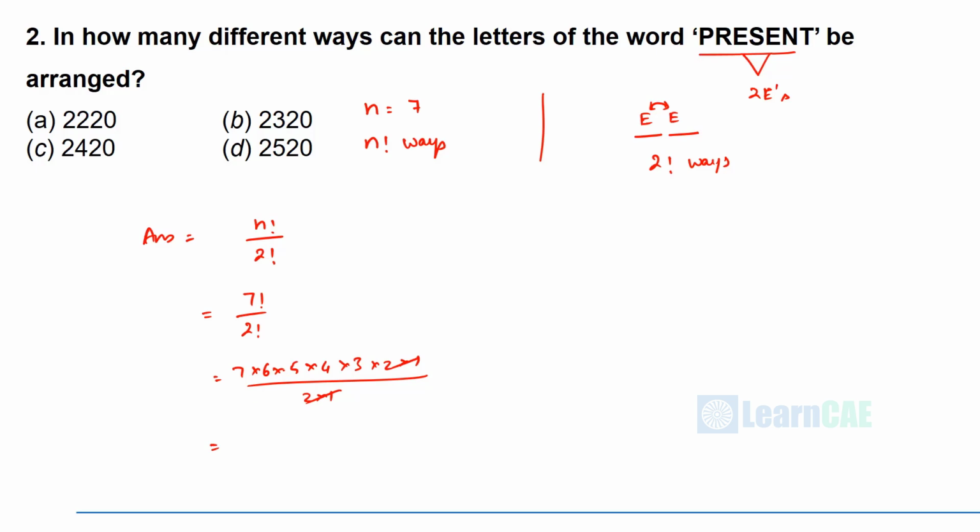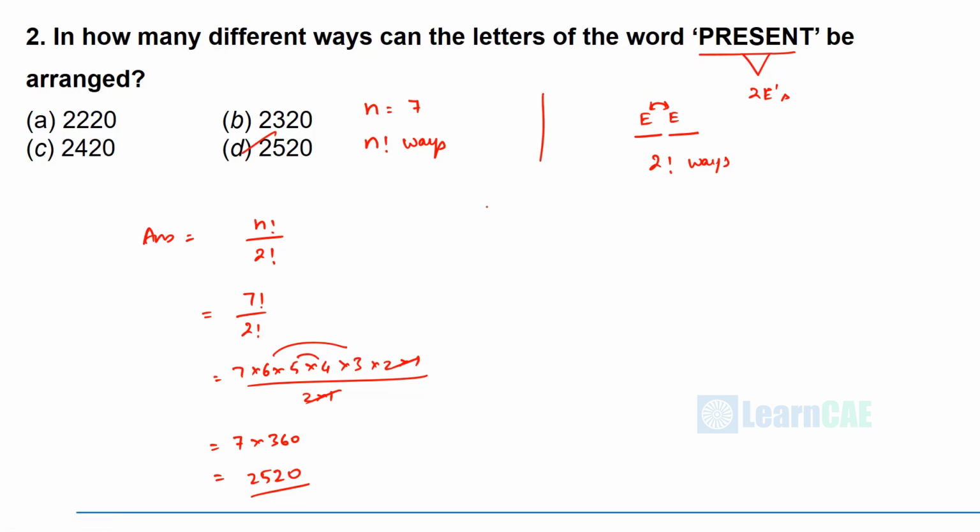Therefore, the answer is, we can multiply 5 4s are 20, 6 3s are 18. 18 into 20 is 360. So, answer is 7 into 360. 6 7s are 42, 2, 4, 3 7s are 21. 21 plus 4, 25. We shall add this 0 here. So, answer is option D, 2520.